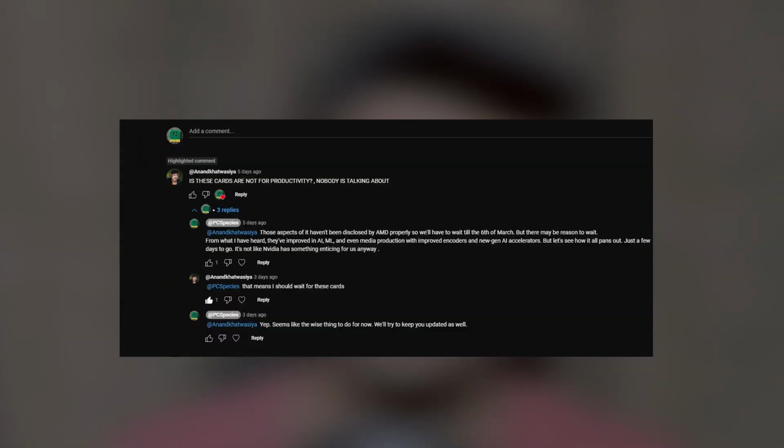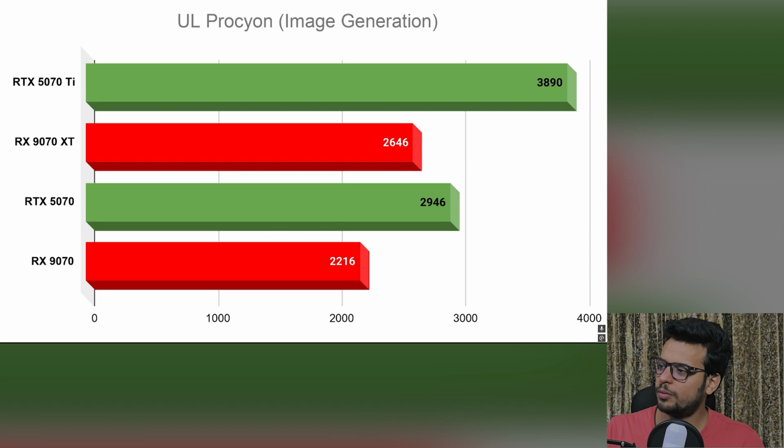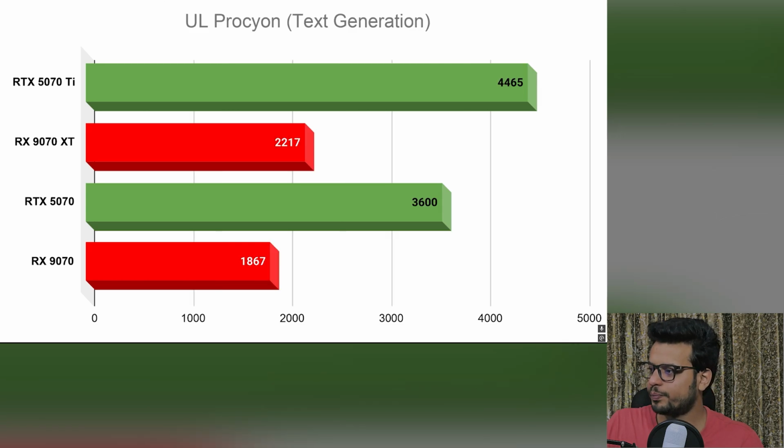So this is for Anand Bhai, who asked us for productivity benchmarks. This is UL Procyon image generation, and these are the points scored by these graphics cards. The 5070 Ti gives us 3890 points, 9070 XT 2646, 5070 2946, and 9070 2216.